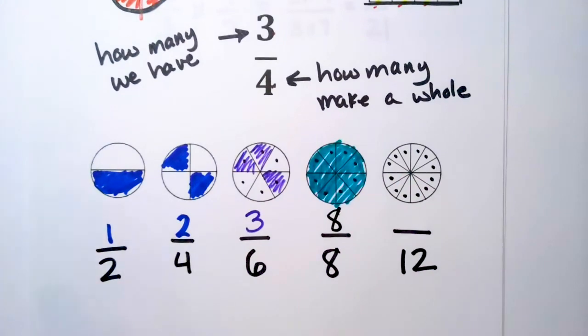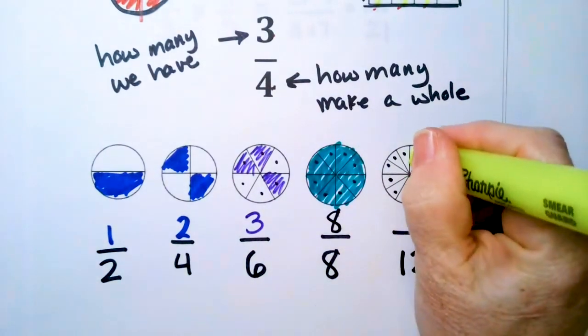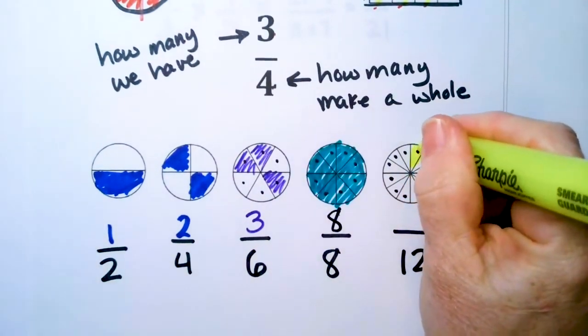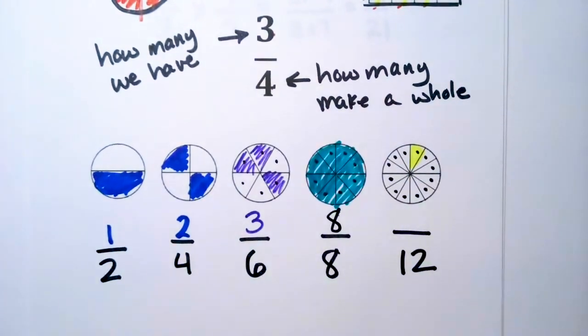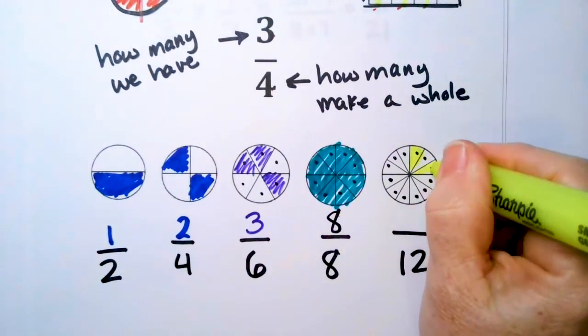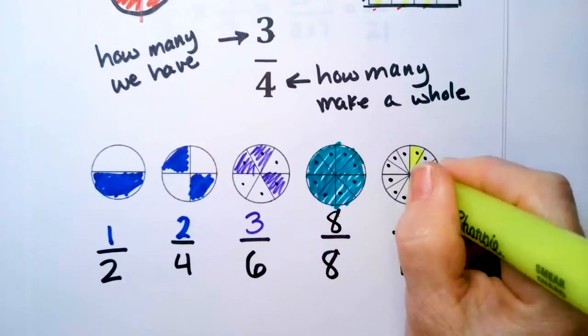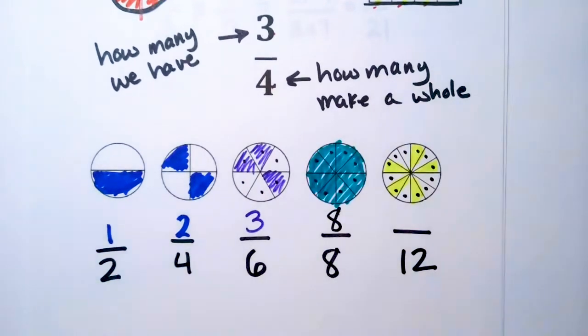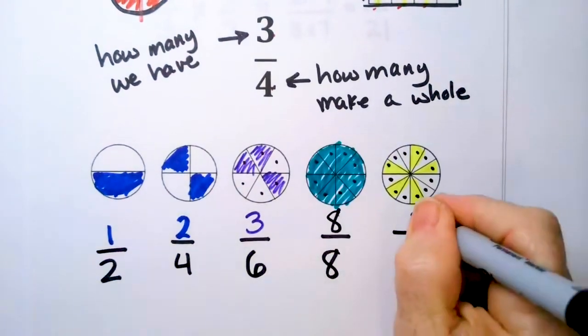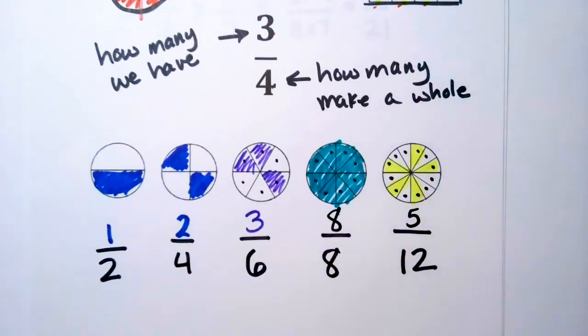And what if you only color in 1 slice? Oh, good question. Okay, that would be just like this first one. We only colored in 1 of the divisions, so it would just be a 1 on top. But for this one, I might do that one, that one, that one, and that one. Okay, 1, 2, 3, 4, 5. So this is going to be 5 12ths. All right, so how'd you do on yours?